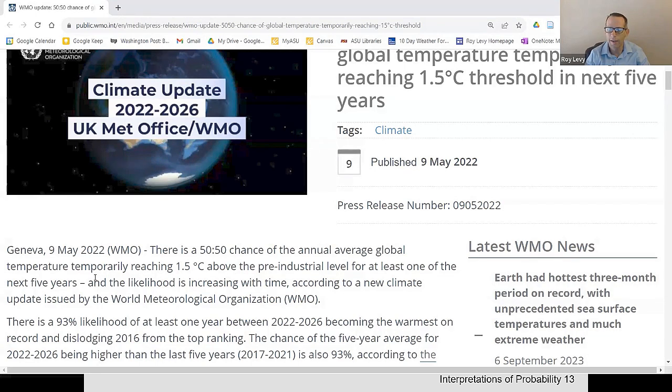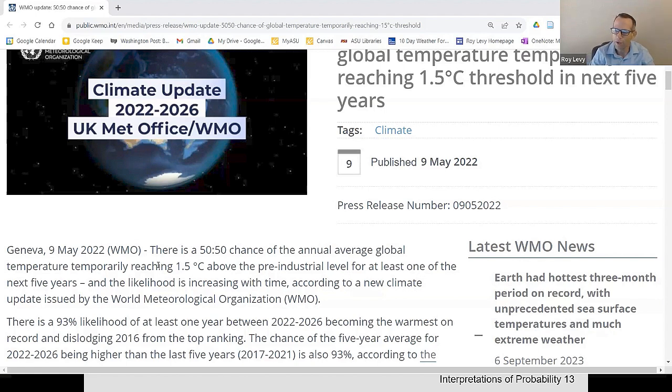I'm not going to get into the science of this. I actually am not qualified to evaluate the science of this. I want to talk about, does the sentence have meaning? There is a 50-50 chance of the temperature reaching something at least one in the next 5 years. As a subjective interpretation of probability, that is an expression of some set of beliefs. That is a totally legitimate expression.